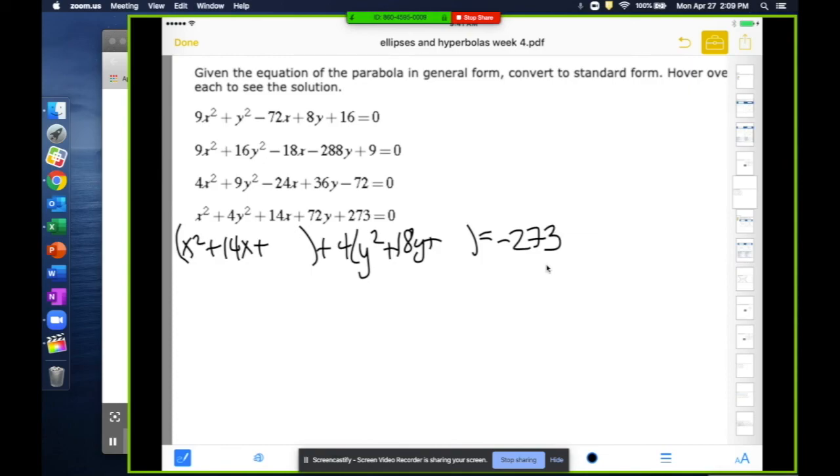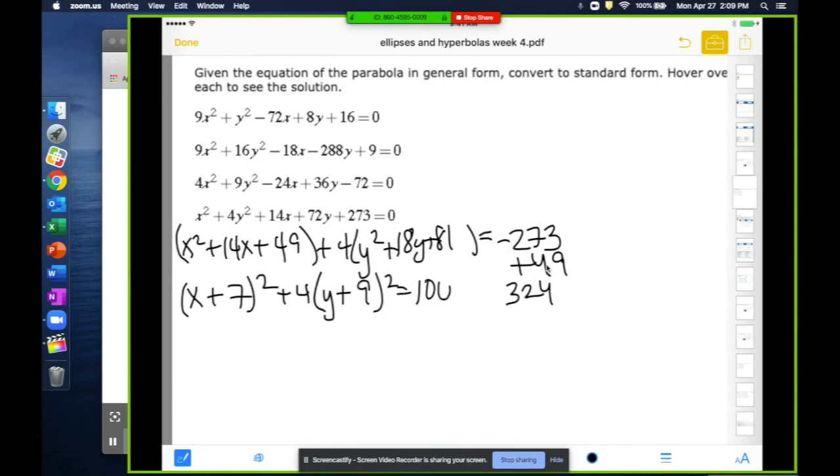Now to complete the square, 14 divided by 2 squared is 49. There's nothing to multiply that by, so I just add it under the negative 273. And then 18 divided by 2 squared is 81 times the 4 that I originally had to take out is going to be 324 added to that. So I'm going to be left with x plus 7 squared and then plus the 4 times y plus 9 squared equals whatever negative 273 plus 49 plus 324 is, which is 100.